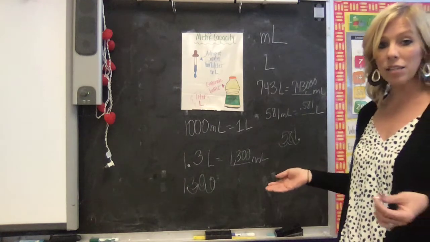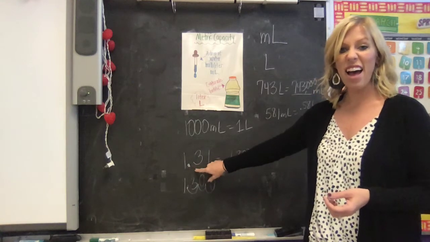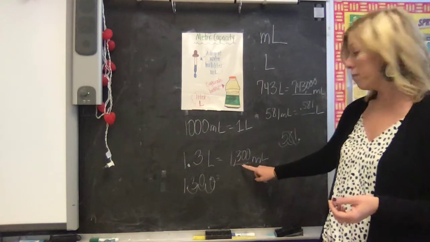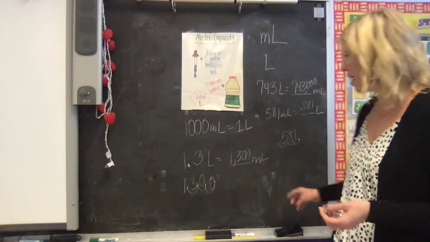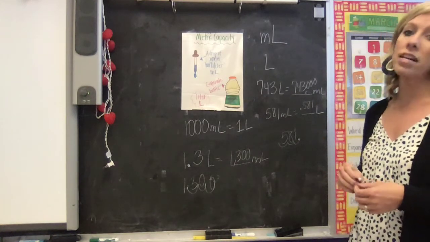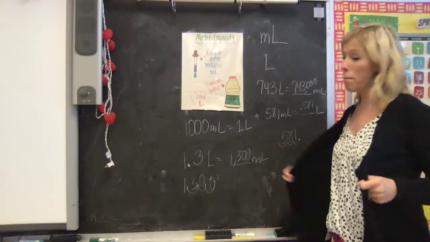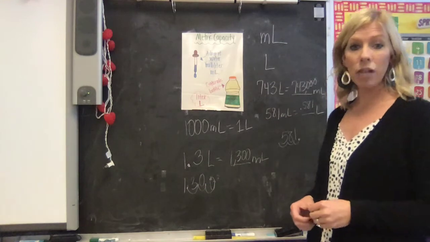And that makes sense because I know that 1 liter is 1,000 and I had 3/10, so I had to multiply that by 1,000. So I know it's going to be more than 1,000, but not a whole lot more than 1,000. All right, and so that is metric capacity, what we're doing, liquid measurement.